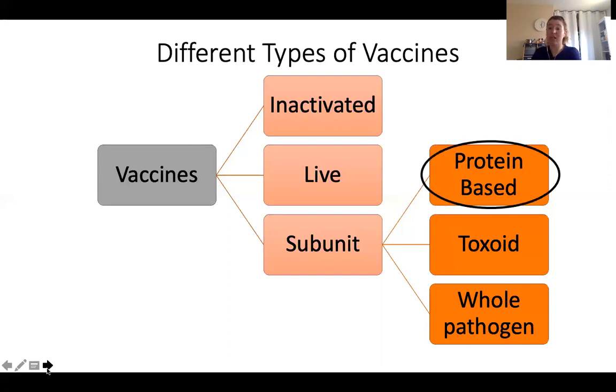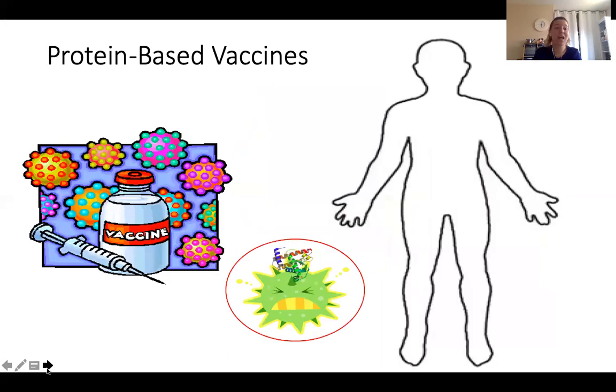So here we're going to focus on a protein-based vaccine. Just going to give you a little clip through. So when you get vaccinated, you're going to have this protein emitted from it. It's going to go into your body, and then the immune system's going to see it and make antibodies against it. And it'll make a bunch of them, and some of them will be stored as memory.